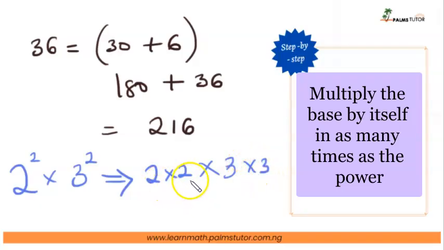So 2 times 2 is 4. 4 times 3 is 12, right? And 12 times 3 is what? 36. You see that? So, go ahead and try as many examples as possible. If you have any workbook or any practice book at home, look at the exponents and try them out.